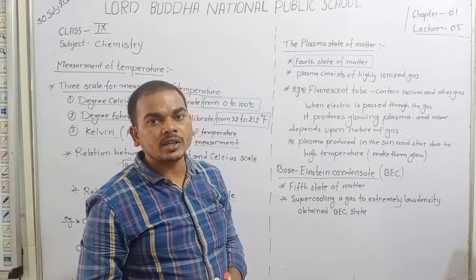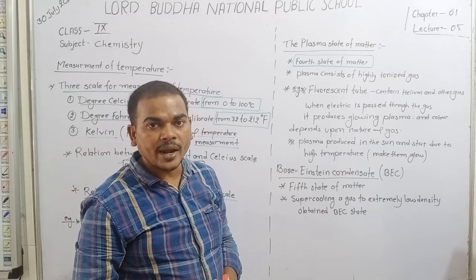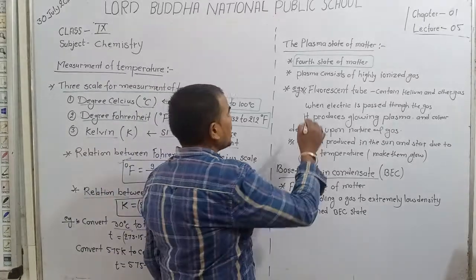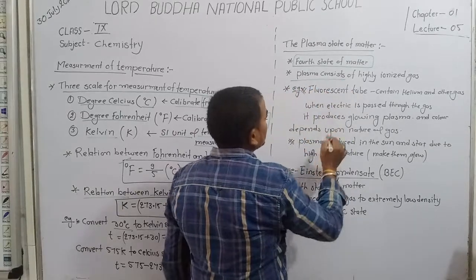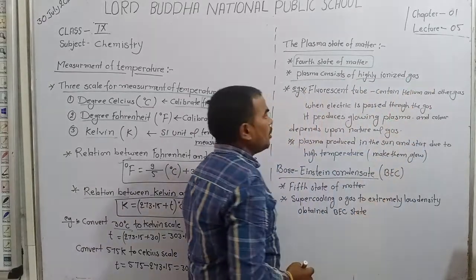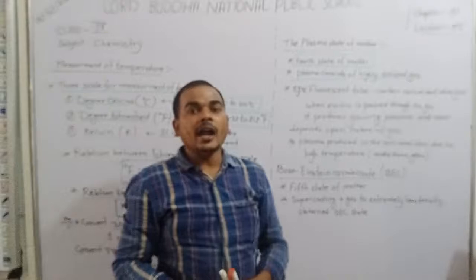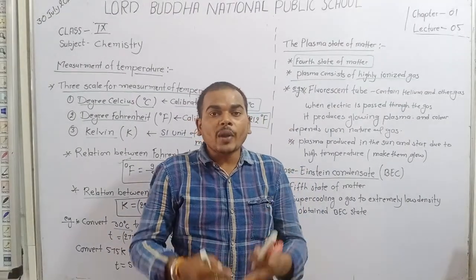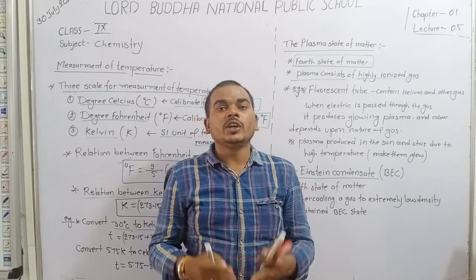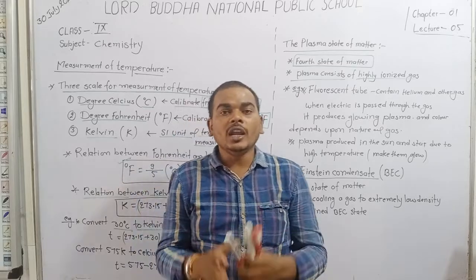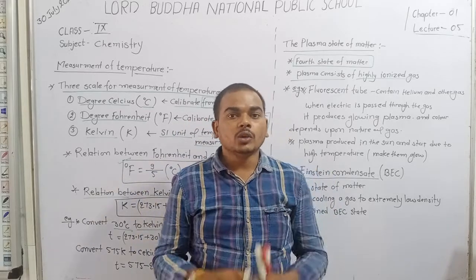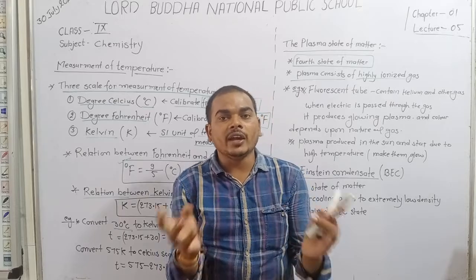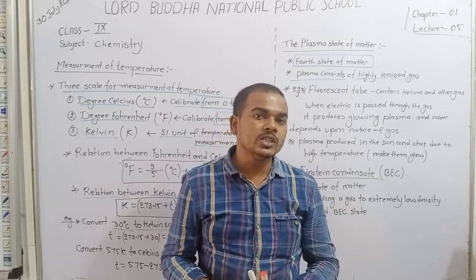Plasma consists of highly ionized gas. What is plasma? Plasma is an ionized gas. Dear student, when we flow electric current through air or a gas, the gas becomes ionized. The ionized gas is known as plasma.